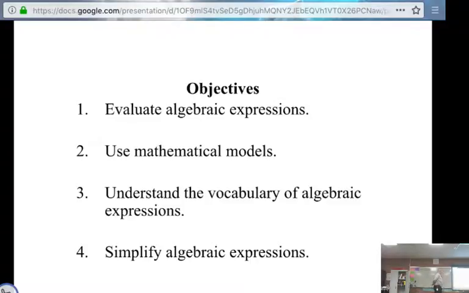Understand the vocabulary of algebraic expressions. Is it a monomial, binomial, trinomial? What's he talking about? Four-term polynomial? And of course, simplify algebraic expressions. Sweet. Any questions before I begin?